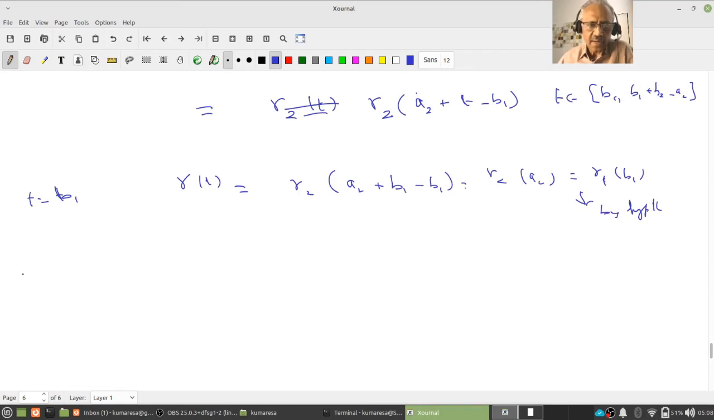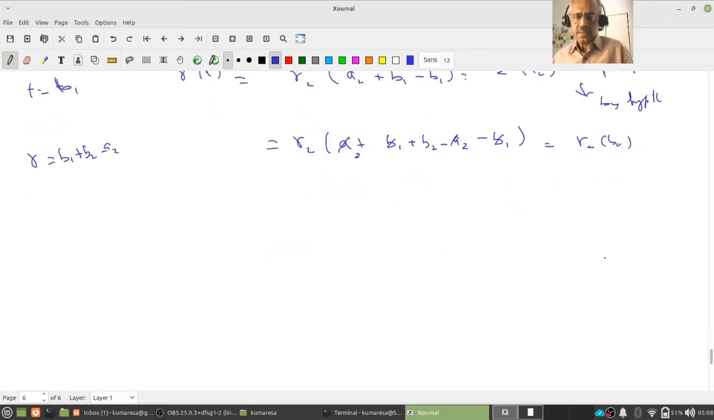Next, what is this at the endpoint? b1 plus b2 minus a2. This is going to be gamma 2 of a plus t, where t is b1 plus b2 minus a2 minus b1. Therefore a2 cancels, b2, b1, b1 cancel. Therefore I am getting gamma 2 of b2.